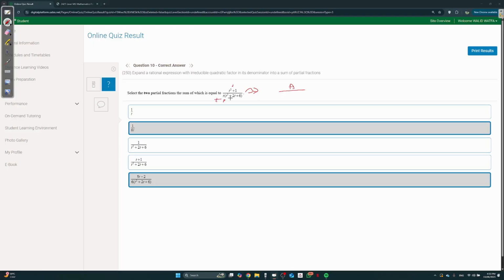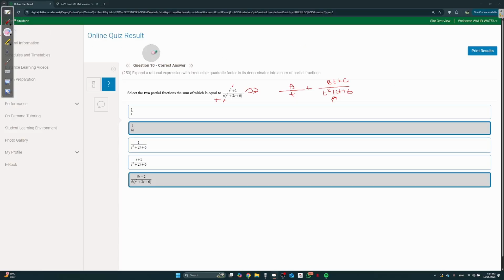What are my factors? t and t squared plus 2t plus 6. So A over t plus, since my other factor is t squared plus 2t plus 6, is this a quadratic? Yes. So does that mean I put B here? No, we're not allowed to put B. I have to put Bt plus C, right? I need to make it a linear term since it's a quadratic. If it's a linear term down, I can put B, but since it's squared, I need to put Bt plus C. You need to be one degree less than the denominator, than the factor.